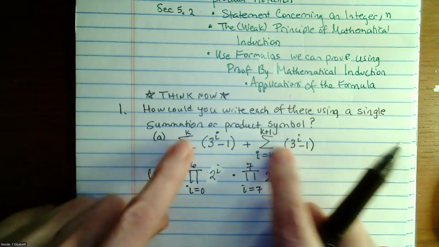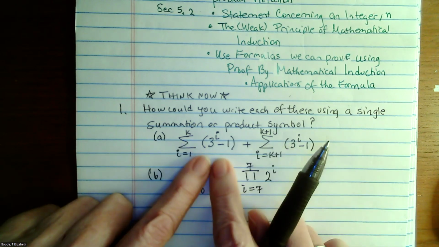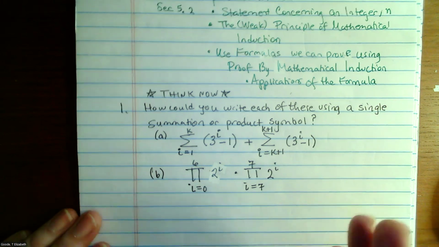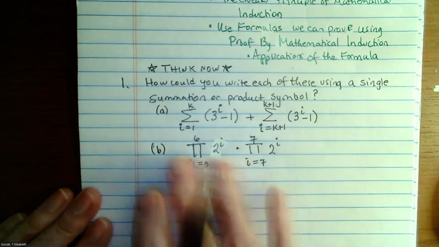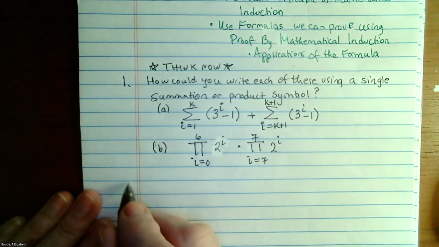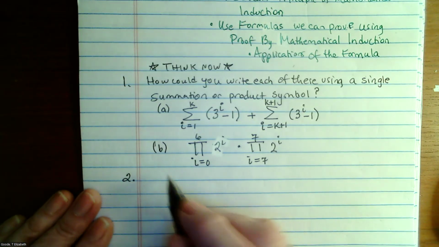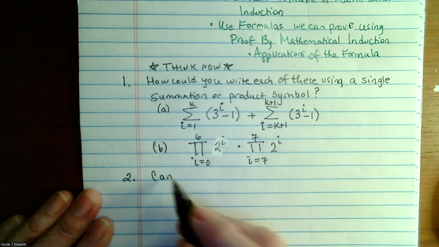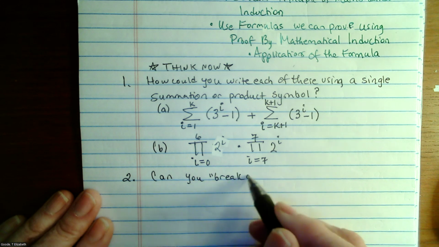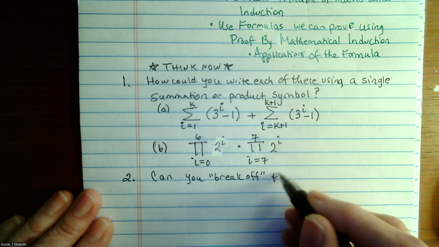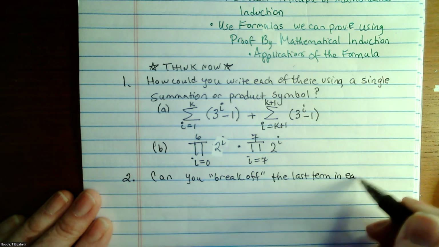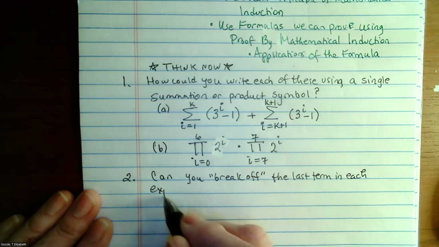And this game of taking two sums and writing them as a single sum, or two products and writing them as a single product, is a game we can play in two directions. One direction is to consolidate it and write it as a single sum or product. But the other direction would be to break off a term. So that's our second think now problem. Can you break off the last term in each expression?